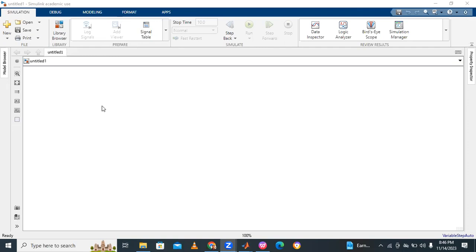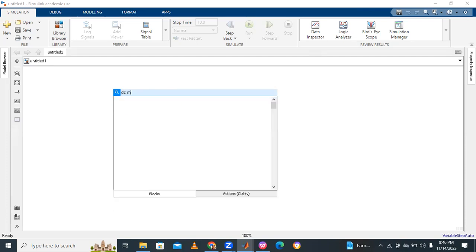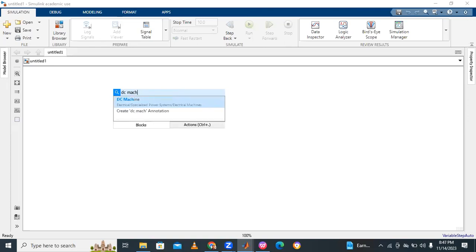Once it is open, on the drawing sheet, press the mouse left click two times like this. There is a search box available right here. First, type DC machine. By writing like this, we will get the DC machine directly from the library automatically. We will get the already designed DC machine block model displayed on the screen. Initially, it's taking some time.